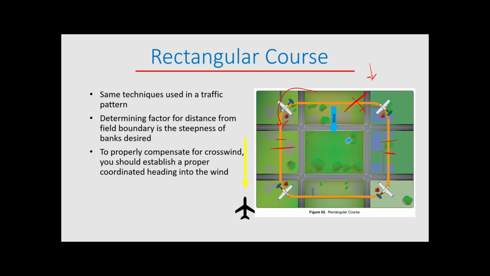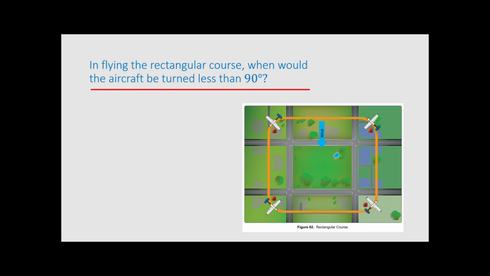So let's review. What are the 4 fundamental flight maneuvers? Straight and level flight, turns, climbs, and descents. Remember, everything else is based off of these 4. In flying the rectangular course, when would the aircraft be turned less than 90 degrees? I'll give you a second to think about it. All right, corners 1 and 4.